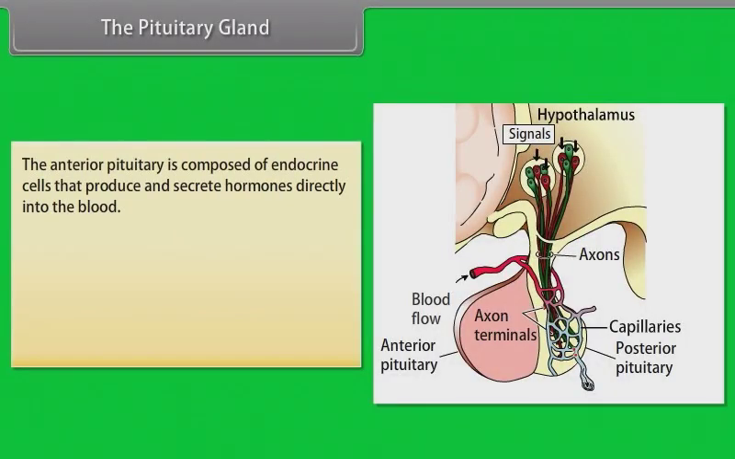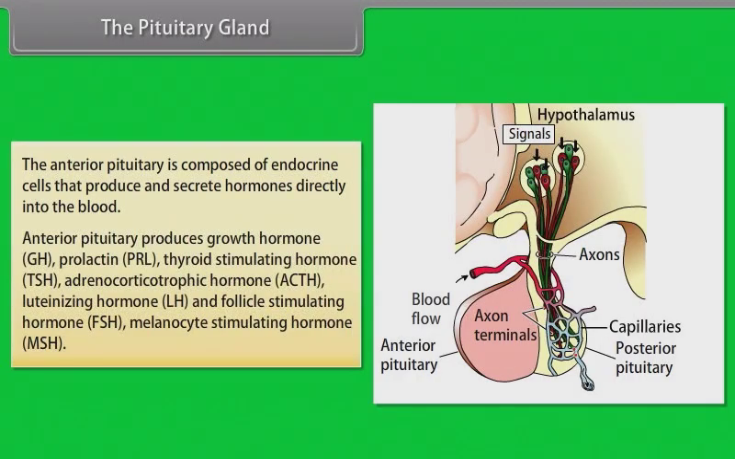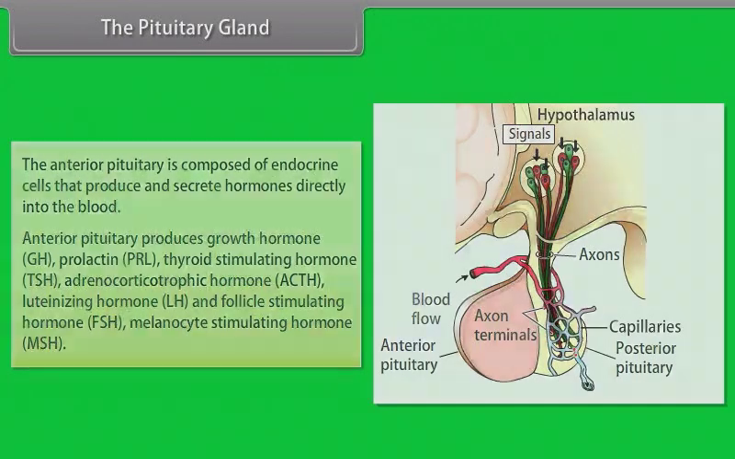The anterior pituitary is composed of endocrine cells that produce and secrete hormones directly into the blood. Anterior pituitary produces growth hormones GH, prolactin PRL, thyroid stimulating hormone TSH, adrenocorticotropic hormone ACTH, luteinizing hormone LH, and follicle stimulating hormone FSH, melanocyte stimulating hormone MSH.